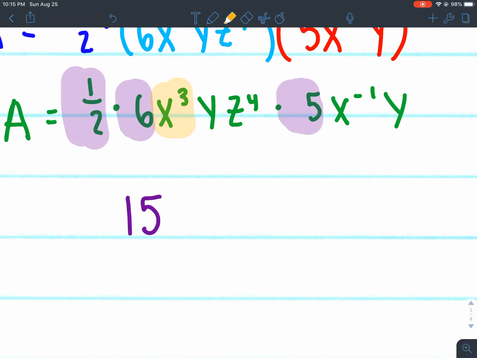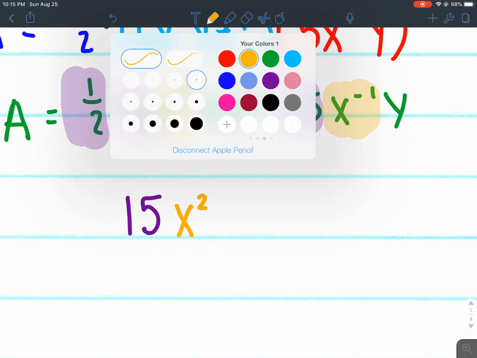And then I have x cubed. And then another base would be x to the -1. And 3 plus -1 is going to be x squared, because 3 minus 1 is 2.